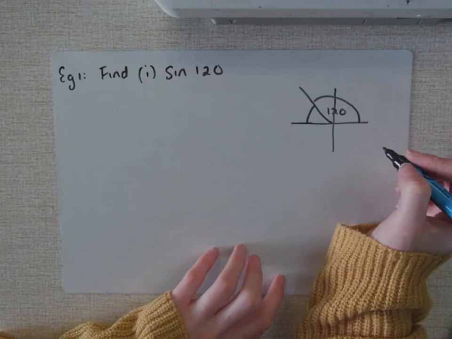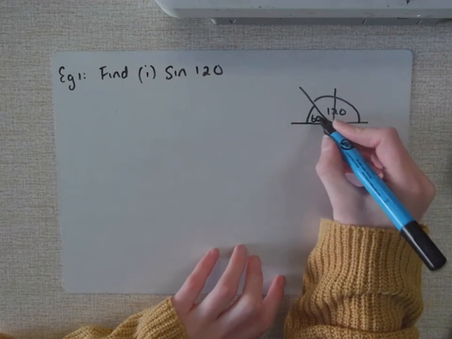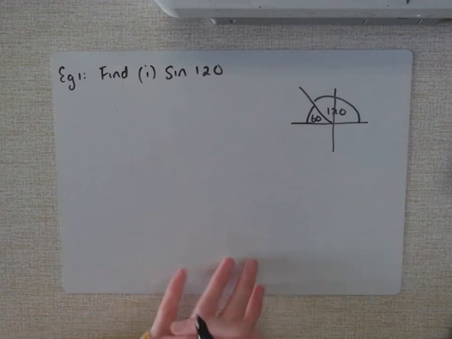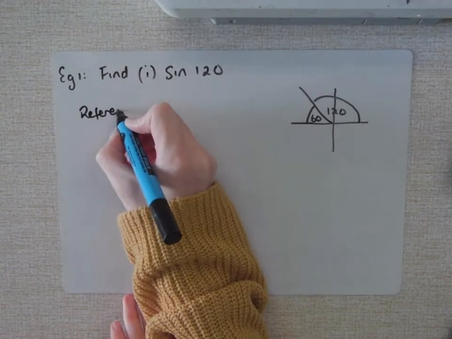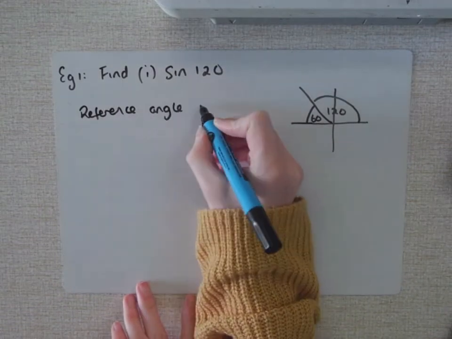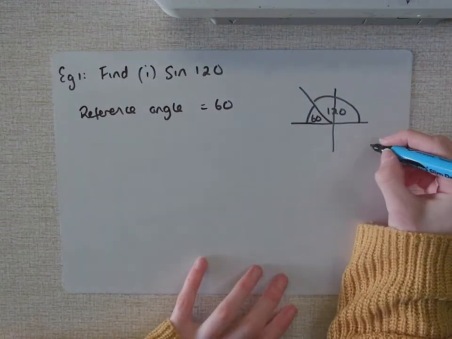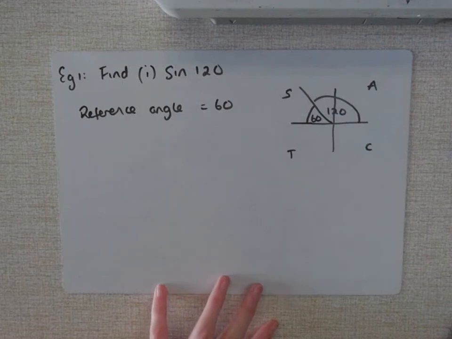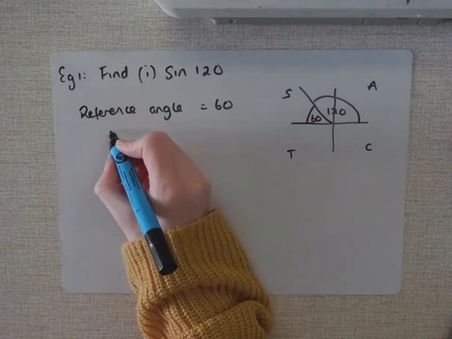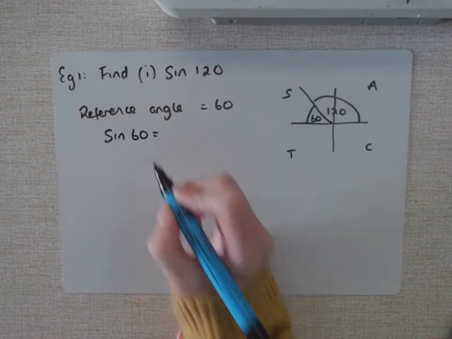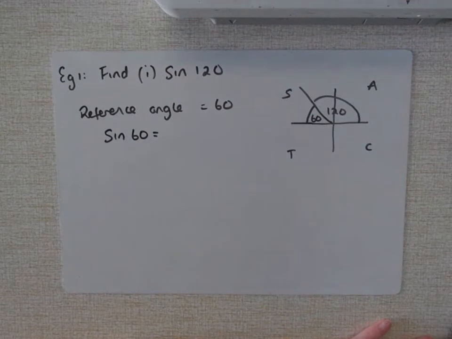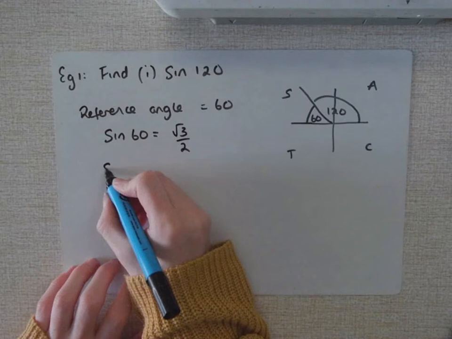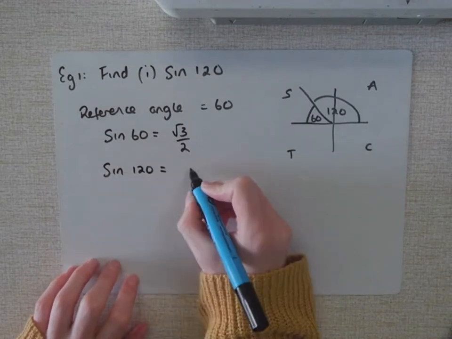So what would this be? 180 minus 120, which is 60. So my reference angle is 60. Okay? Now it's 60, and I'm going to write in my C, A, S, and T. So what's sine of 60, first of all? Sine of 60, root 3 over 2. So sine of 120 is going to be root 3 over 2.